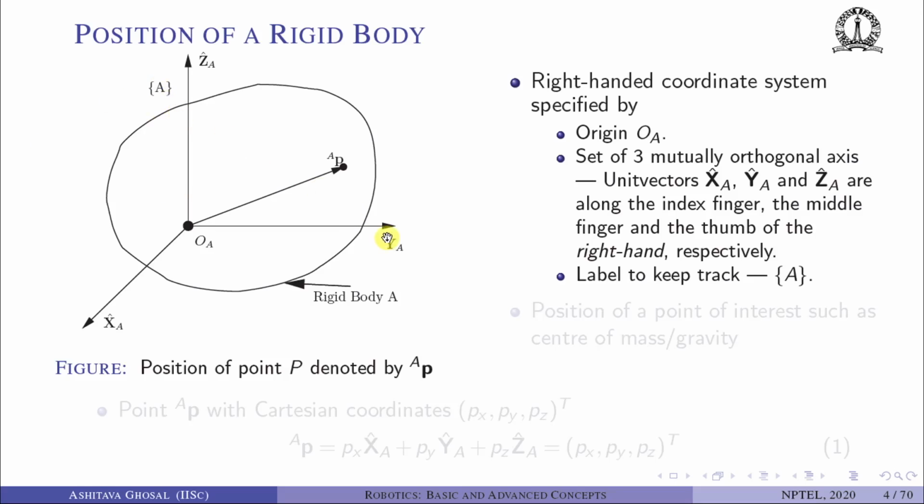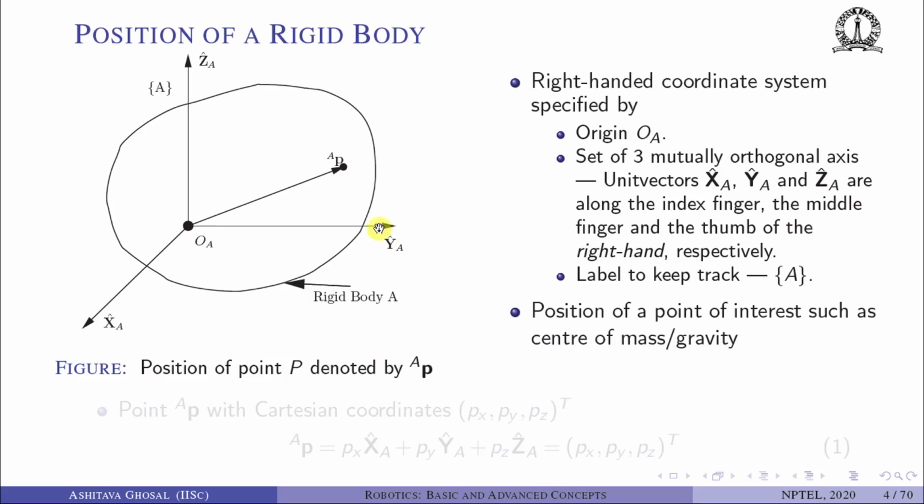As I said, we want to represent the position of a rigid body in 3D space. So the first natural question is position of what? Basically we want to find the position of a point of interest on the rigid body. And what could be the point of interest? It could be, say, the center of mass or the center of gravity, or even maybe the location of a sensor or some special point on the rigid body.